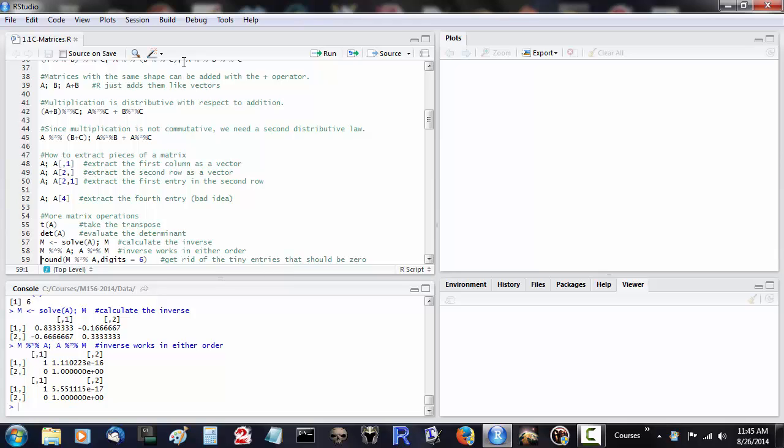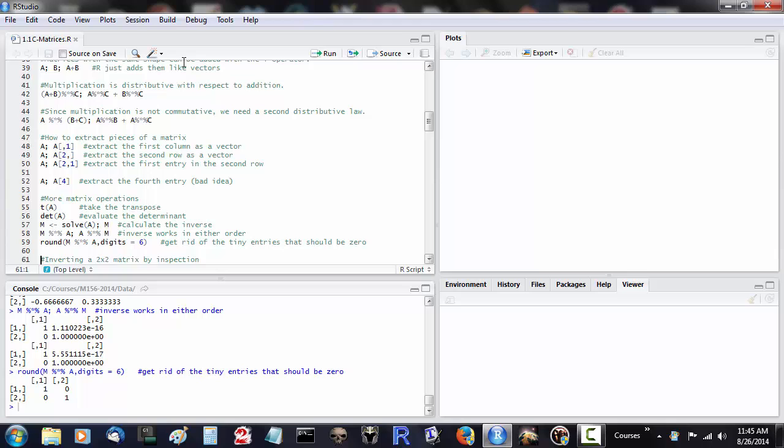Now it's a little bit annoying seeing 5.55 times e to the minus 17th. Most people regard that as equivalent to 0. And if you want things to look prettier, you can use the round function to round everything off to 6 digits.